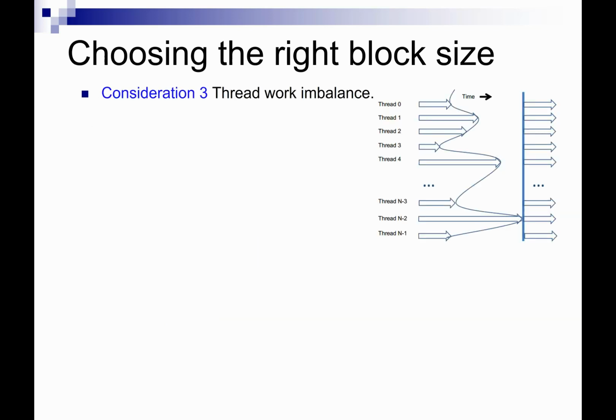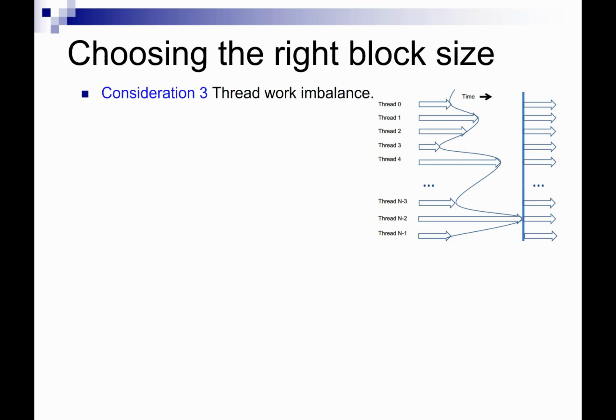The final consideration in choosing the right block size is that even though GPUs are a SIMD architecture, quite often in your code the threads are going to do different amounts of work. If you have a very large thread block, then it's quite likely that there's a substantial variation in the amount of work done by different threads. That's shown over here, where you have n threads, and thread 0 is doing a little bit of work and thread n-2 is doing a lot of work. The more threads you have, the more likely this variation is quite large.